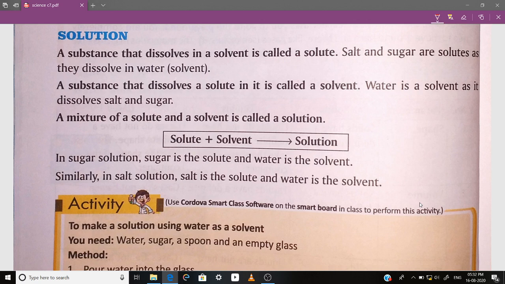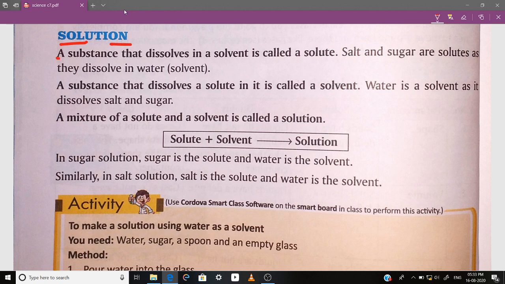This is the second part of the chapter Solids, Liquids and Gases, chapter number 7. In this second part we will study about solutions. But before starting this video, let me remind you what we have studied in part 1. If you have not seen that video, first see part 1 of this chapter, in which I have explained about solid, liquid and gases, the three states of matter. Now let us talk about the solution.